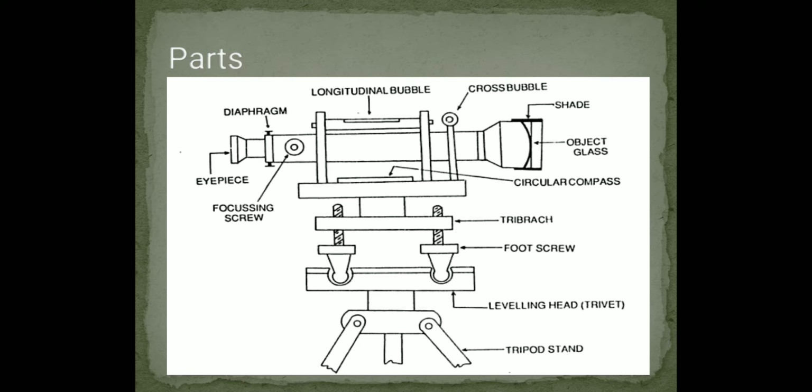What are the parts of the dumpy level? We have an eyepiece, a diaphragm, a focusing screw, a longitudinal bubble, a cross bubble, shade, object glass, circular compass, tri-barge, foot screws, leveling head and tripod stand.